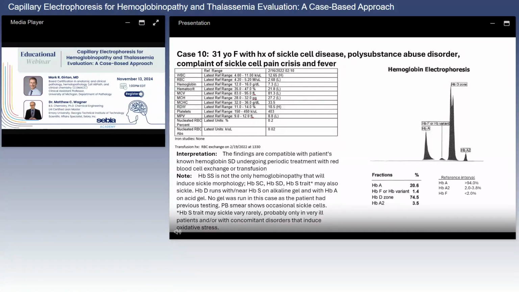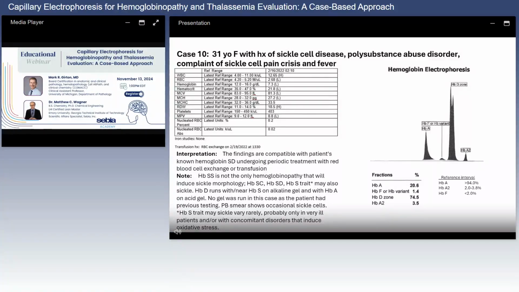Hemoglobin D, interestingly, runs with or near hemoglobin S on alkaline gel and with hemoglobin A on acid gel. No gel was run in this case as the patient had previous testing. The peripheral blood smear shows occasional sickle cells, as we would expect in a sickle cell anemia-like hemoglobinopathy.